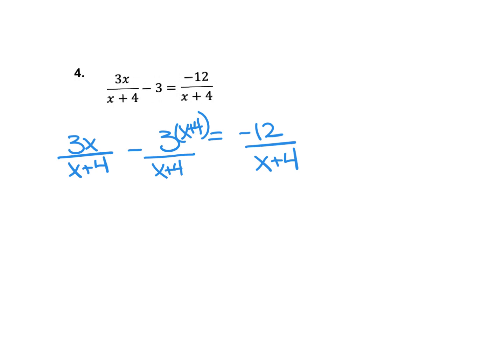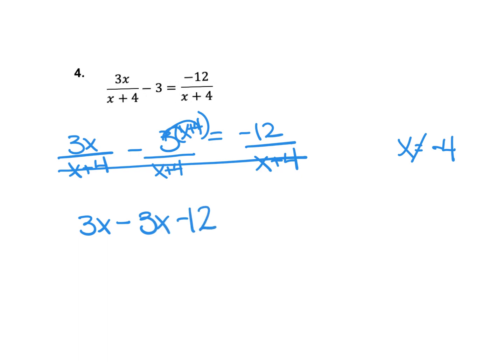All right, now that we've got all the same denominators, let's find our excluded value. We know that x can't be equal to -4. And then once all of the denominators are the same, we can just cross them off. So I'm going to have 3x minus, and I'm going to distribute here, -3x, and then minus 12 is equal to -12.